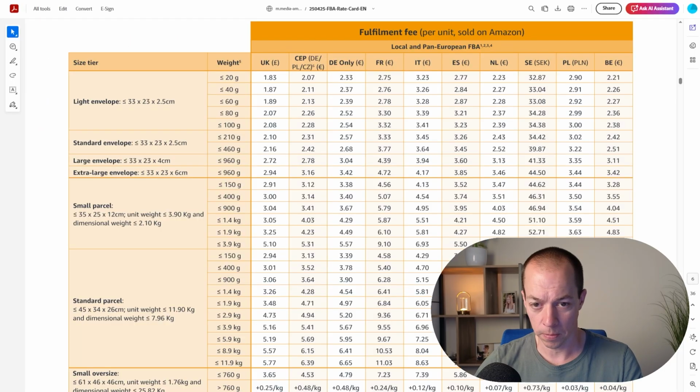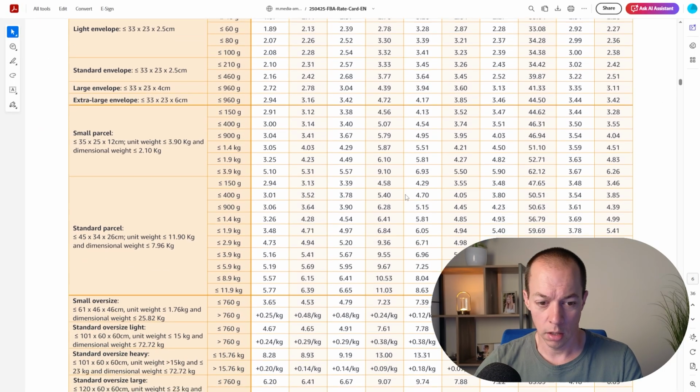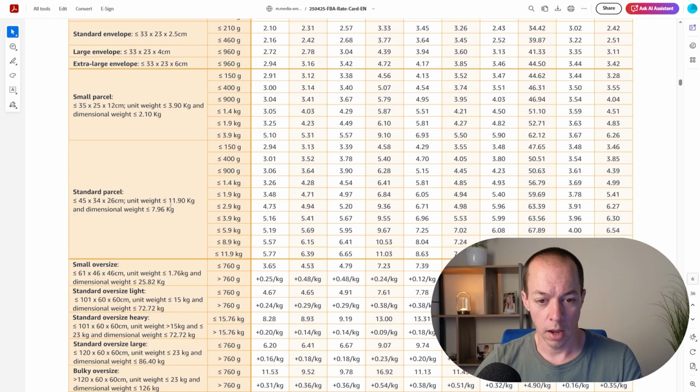So if I show you an example here, this is the rate card. This is where I took those dimensions from. And you can see the fees aren't too bad. £2 to £3 is what you will be paying. But as soon as you go above those dimensions, things can go up quite quickly. So that's why we generally try to stay at standard parcel or below.